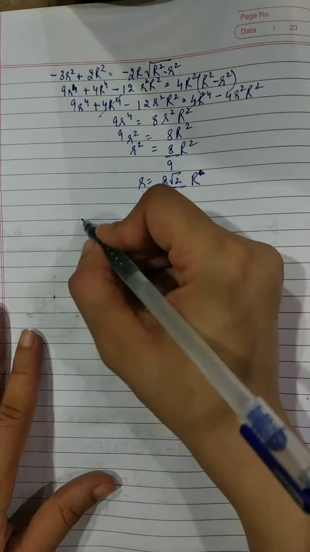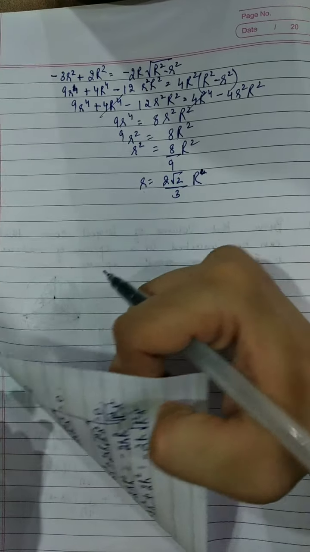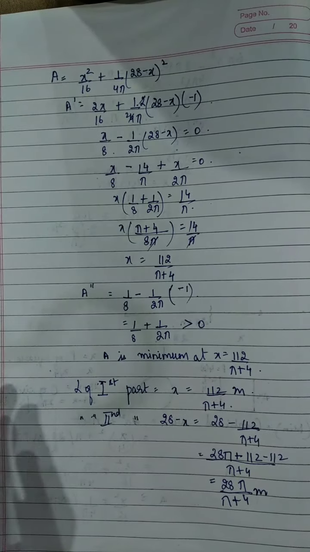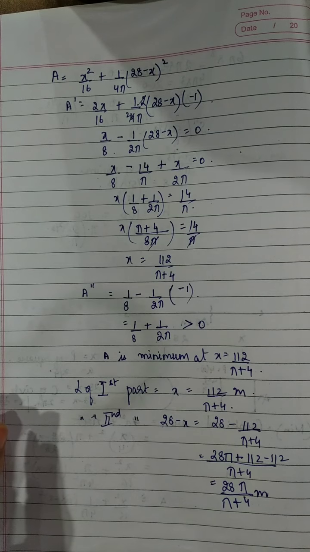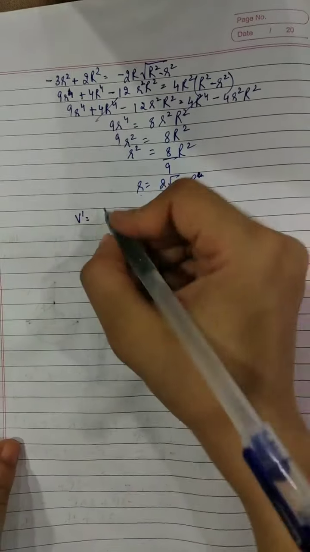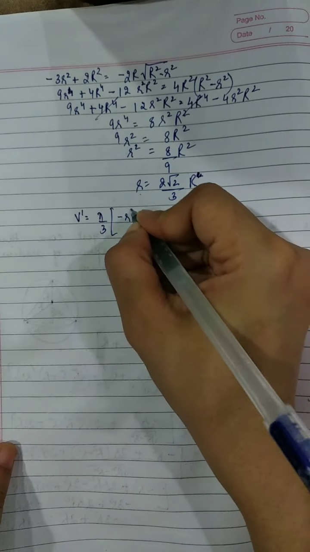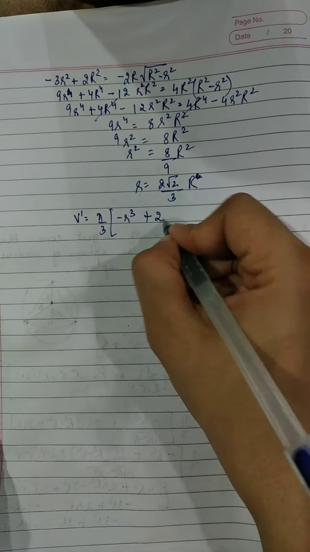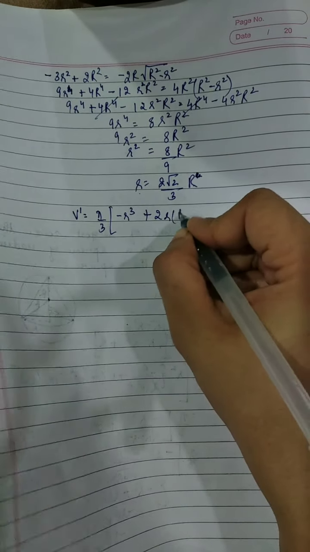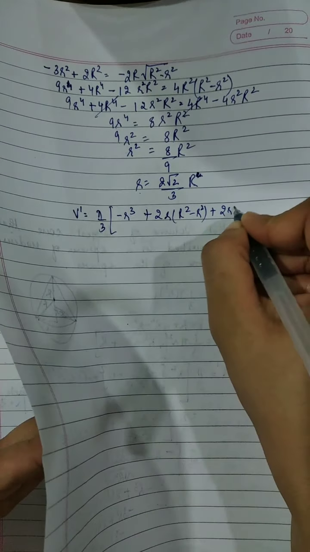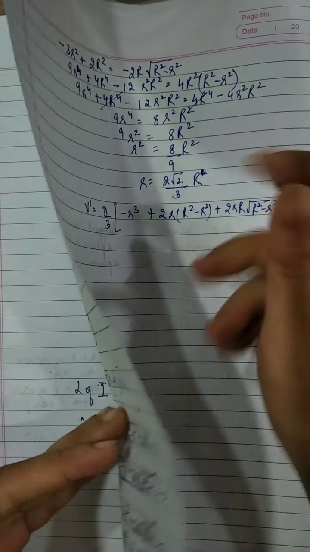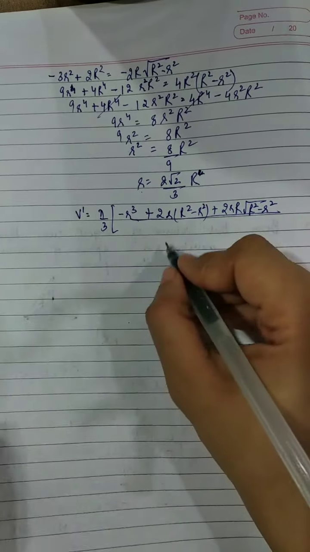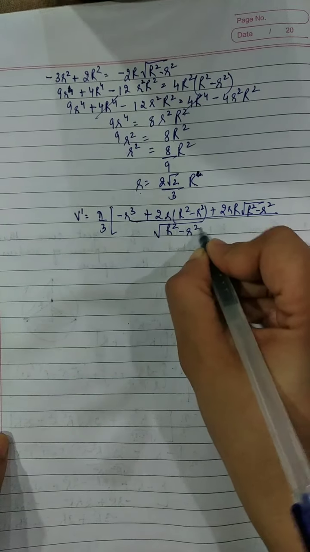So with the help of the second derivative test, right? We'll conduct the second derivative test. Since we had found out the volume was pi by 3 minus r cube plus 2R, R square minus r square plus 2r under root of R square minus r square, upon this is under root of R square minus r square.